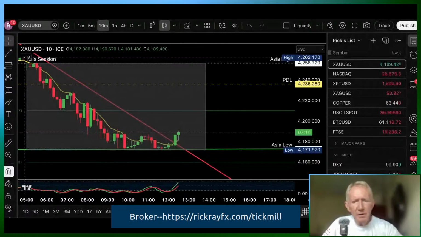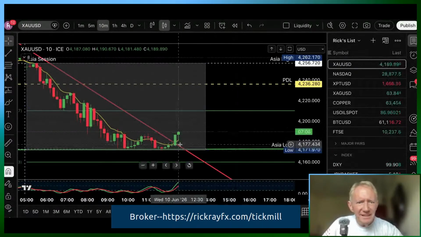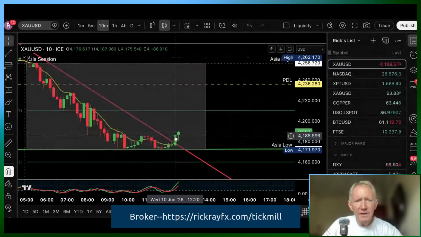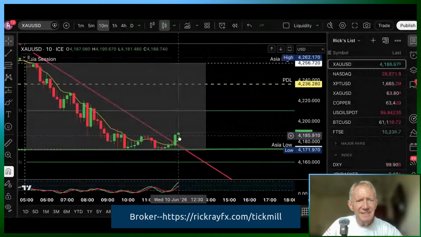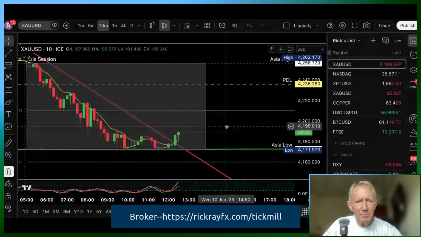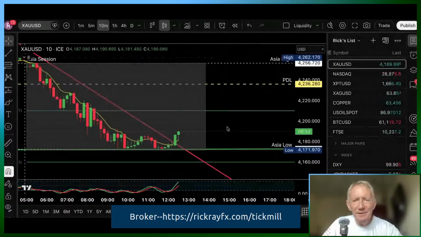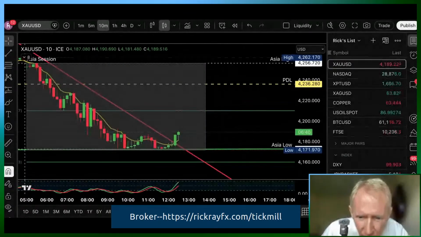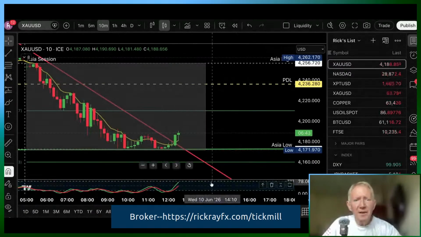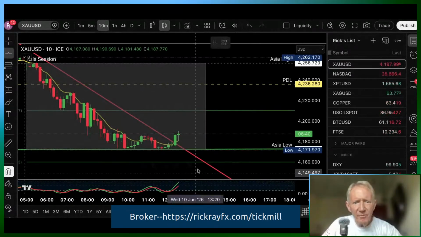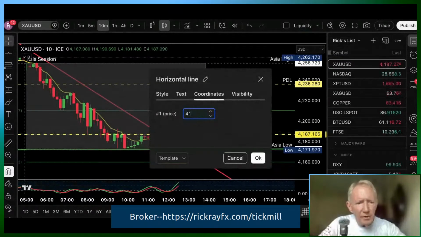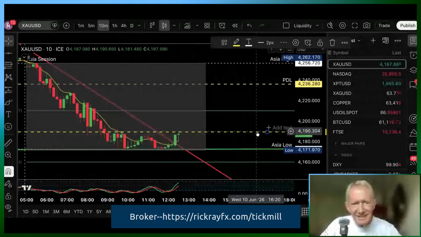Okay, I just went long. I would have rather got in a little bit earlier, like halfway through this candle. My rule is to wait till that candle closes, so I would get in right there. And then it made a pullback. So maybe it's okay. But I did go long, and my entry price is 4189.7. Okay. And a little bit of a loss at the moment.